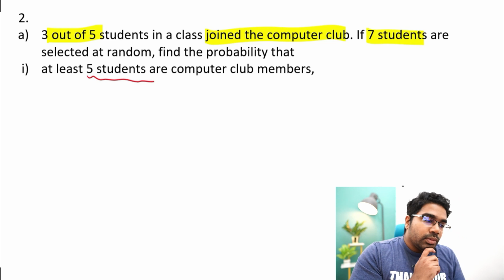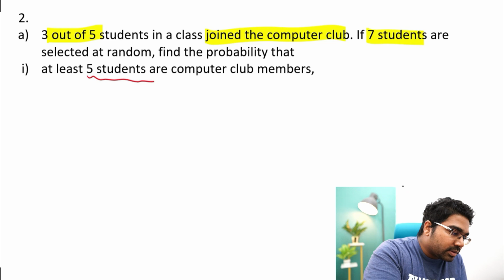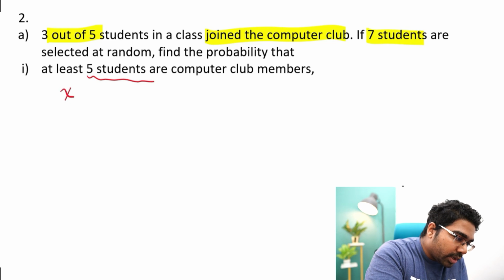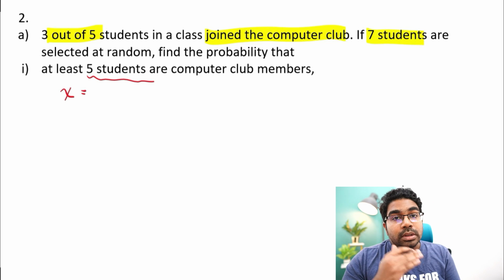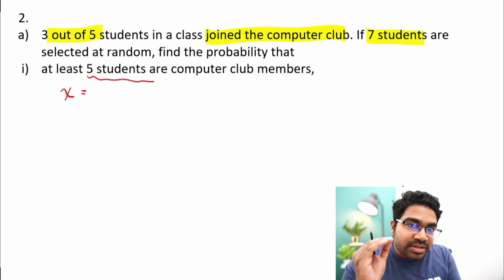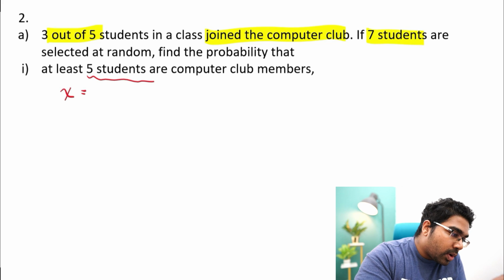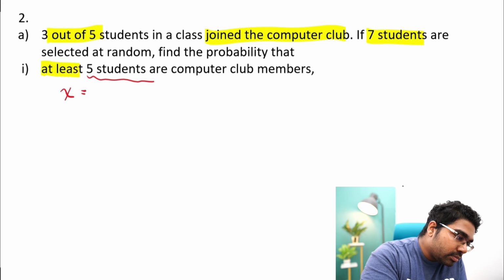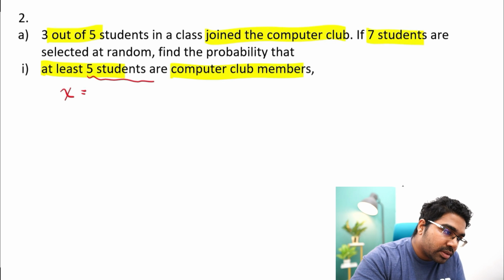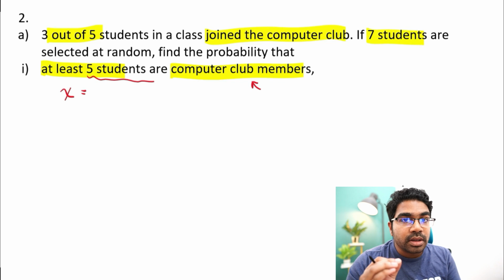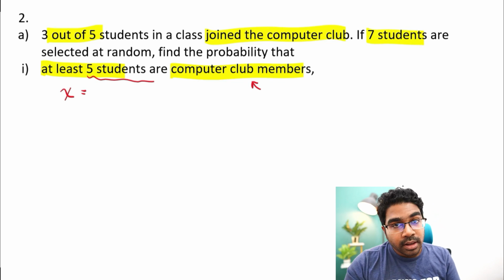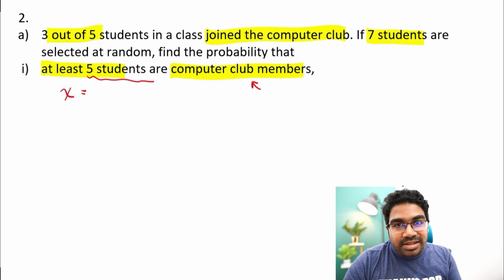So now, we have to first define x, define our random variable. What do you want x to be? This depends on the specific question. For example, look at question A1. At least 5 students are computer club members. So we will always take this as success. Of course, this is not the only way. If you're comfortable with the other way, go ahead. But generally, this is the easier way.